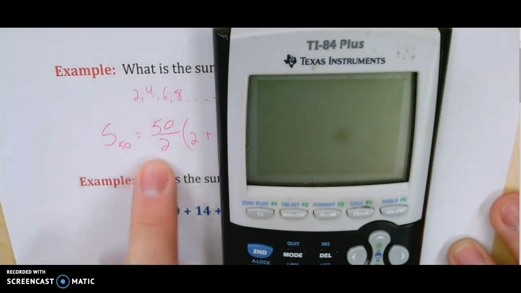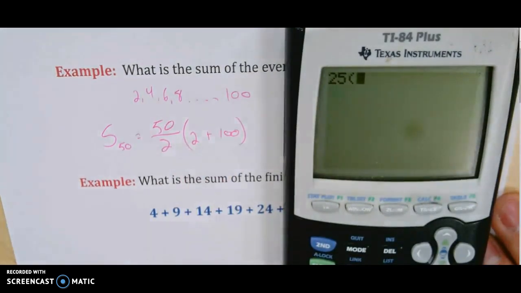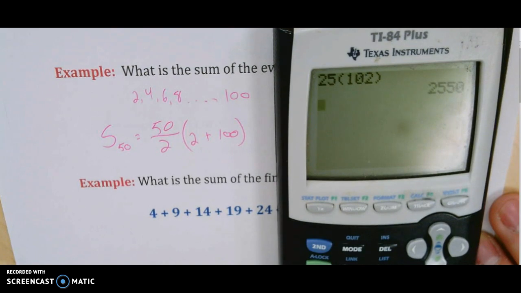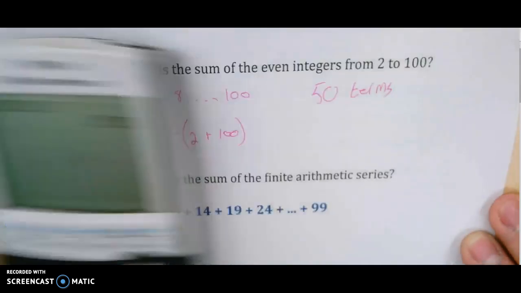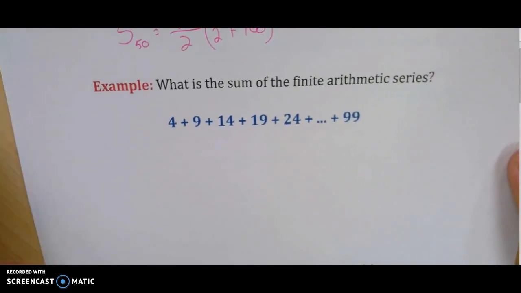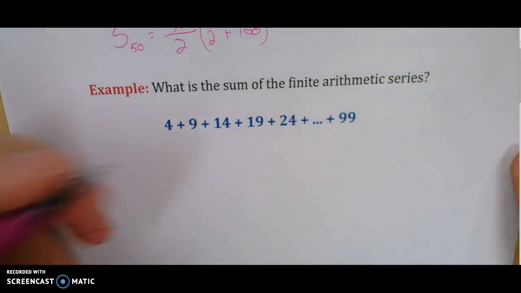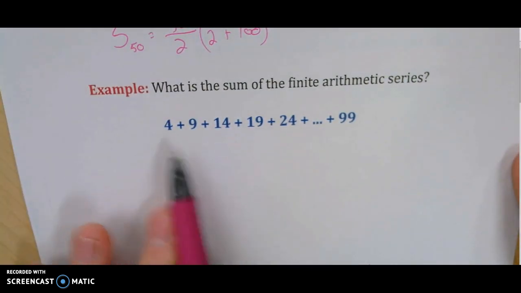So 50 over 2, I'm going to do that mentally, I know that that's 25, times 2 plus 100, again I can do that mentally, 102. So 2,550 would be our sum for that. Next example, very similar. We want the sum of this arithmetic series. Well, let's see, 4, 9, 14.